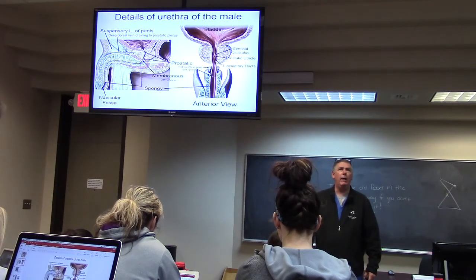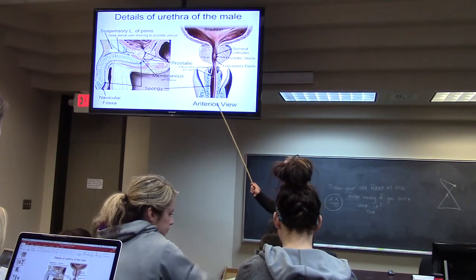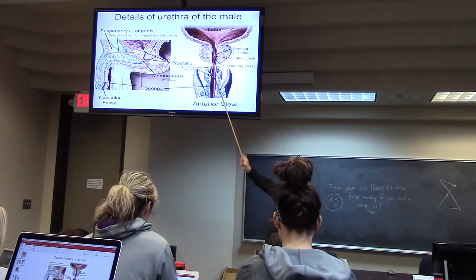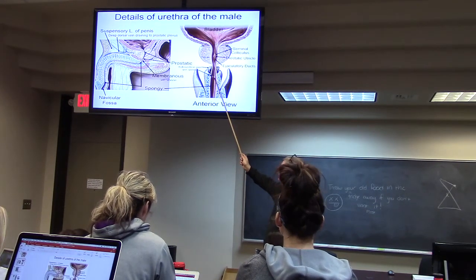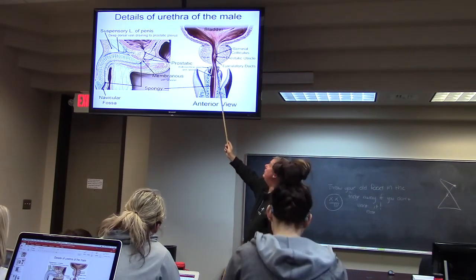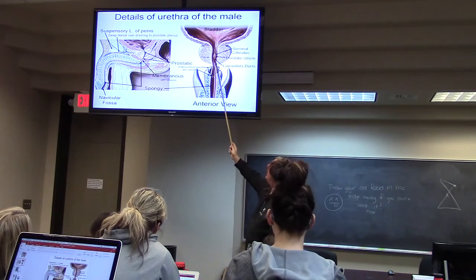Here's a detail of it. What they've done is they've cut through there, and it's kind of interesting to see some of the pieces and parts. Here are the openings of the bulbourethral glands right there into the urethra. If we go back up here into the prostate, you see the two openings of the ejaculatory duct, one on each side.